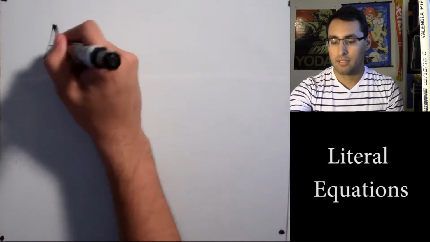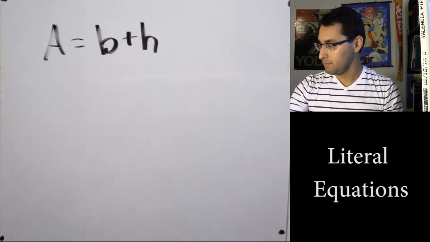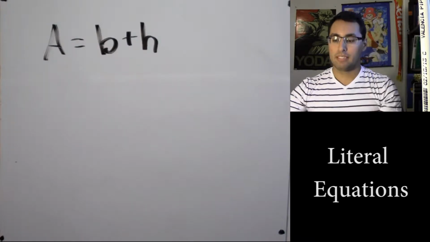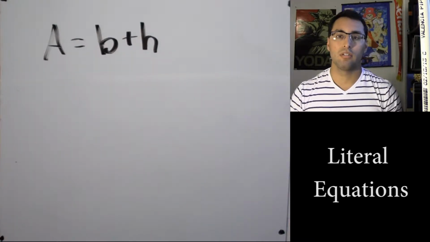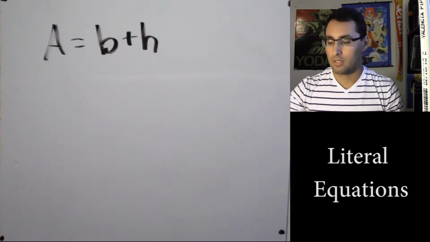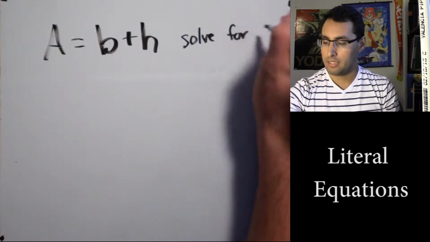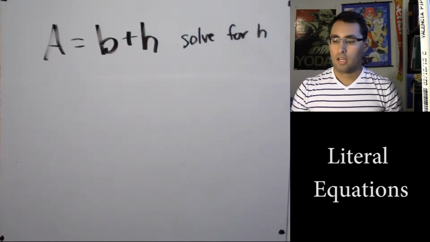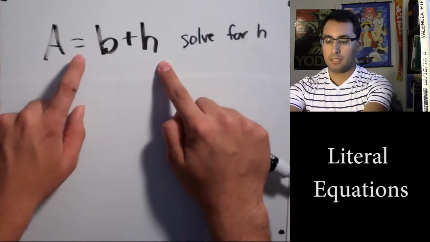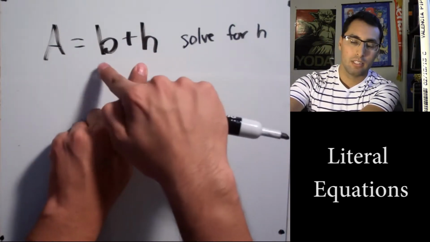So I'm going to have A equal to B plus H. For this, now I have to solve for a particular letter. In literal equations, it'll always indicate which letter you're solving for. So I'm just going to say solve for H. On this equation, capital A equal to B plus H, I need to get H by itself. So I need to get rid of this B over here.